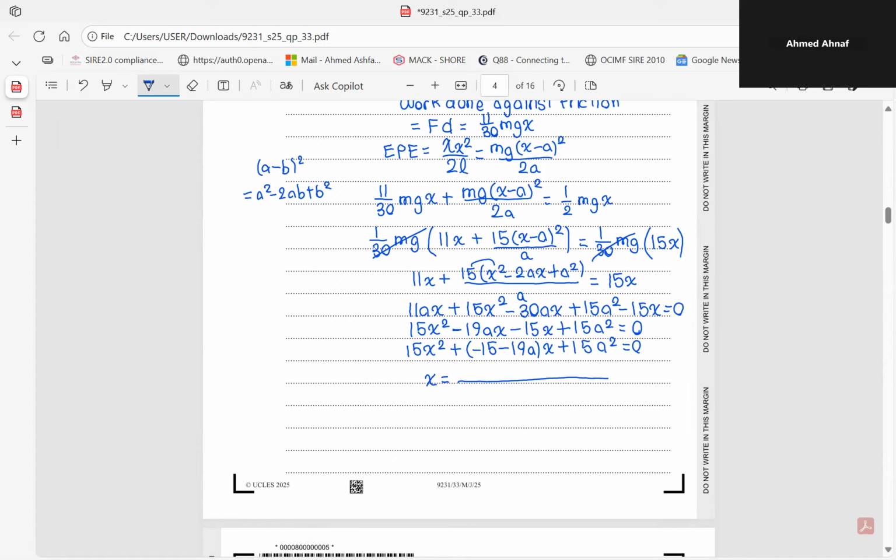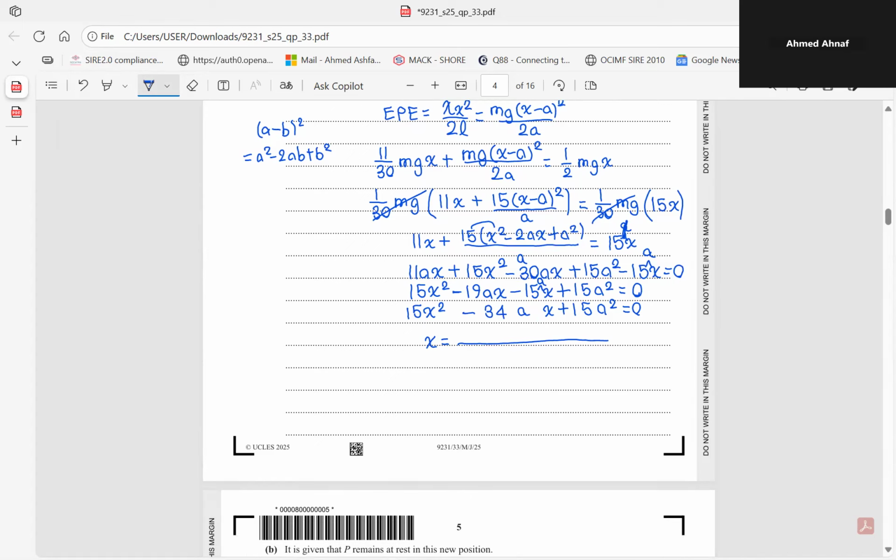I think I might have made a mistake. Oh, yeah. Sorry, everyone. Oh wait, not here. Yeah, so this is supposed to be 15ax. Yeah, so this is minus 15ax. So let me just erase this. So the final answer is supposed to be minus 34ax. Okay, so b is minus 34a.